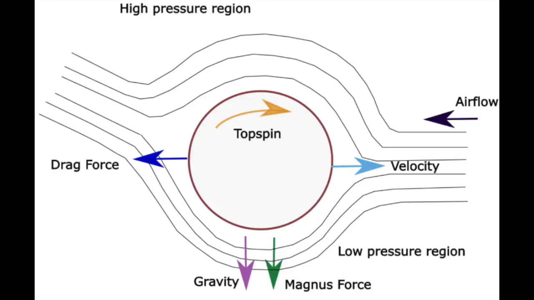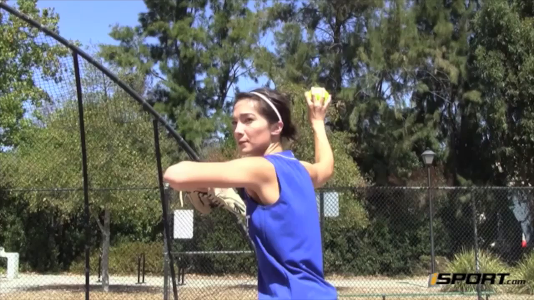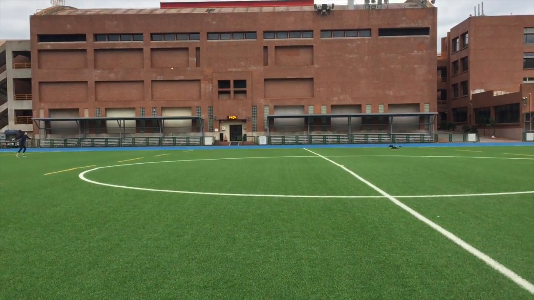The seams on the bottom of the ball are going with the direction of the air, so all the high pressure over the top of the ball and the low pressure on the bottom are making the ball revolve in the air and spin towards its destination.